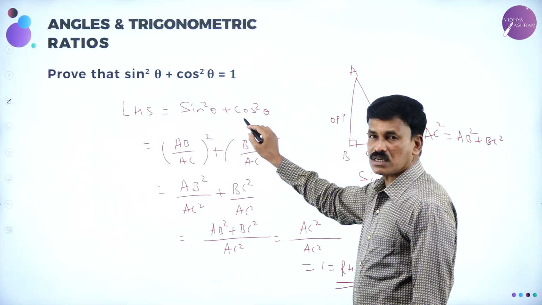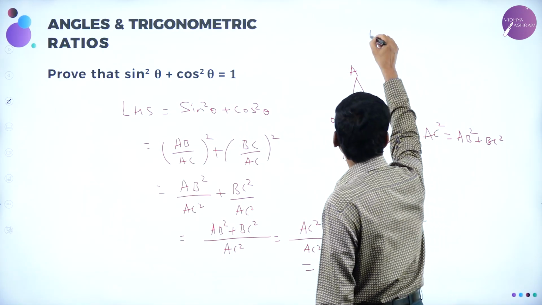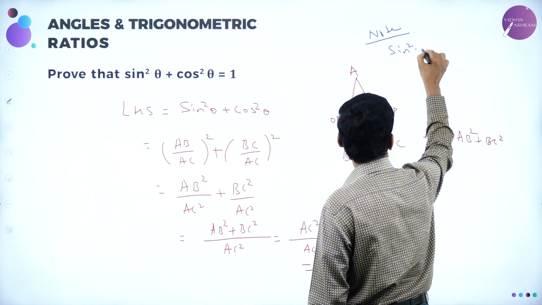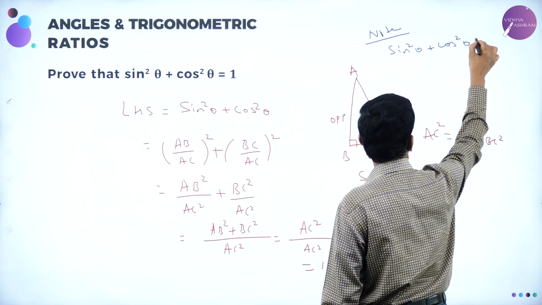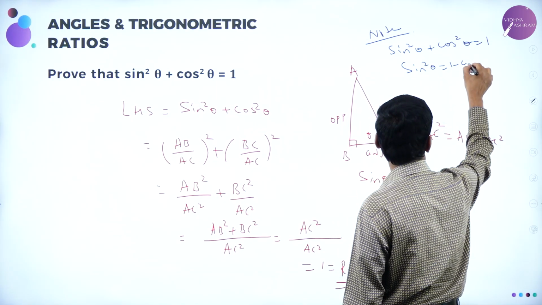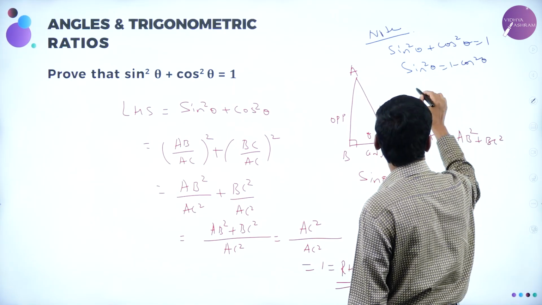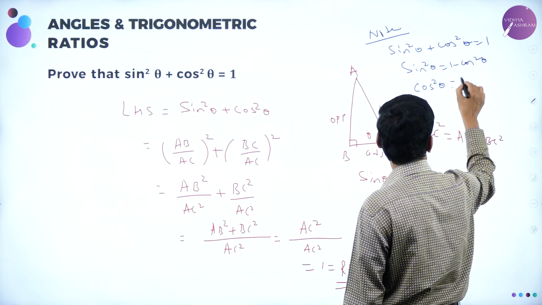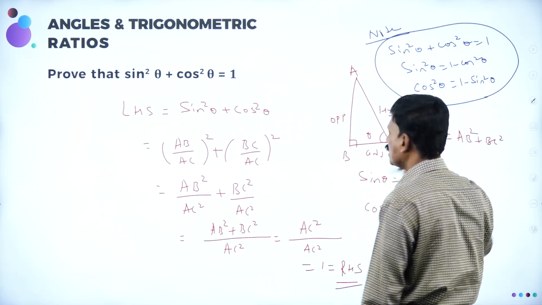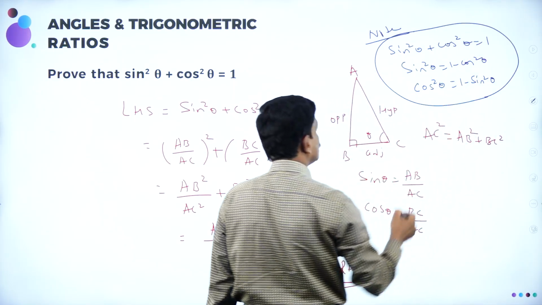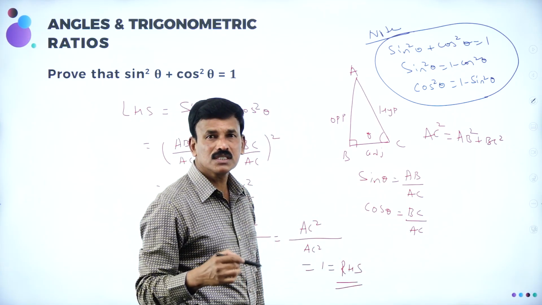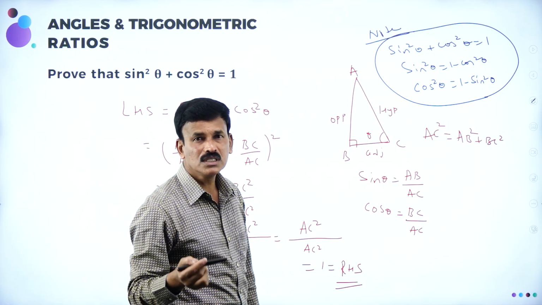Sin square theta plus cos square theta is equal to 1. Now, from this we have so many formulas. Here, sin square theta plus cos square theta is always equal to 1. If you want, sin square theta is equal to 1 minus cos square theta, or if you want, cos square theta is equal to 1 minus sin square theta. This is a very important relation. Sin square plus cos square theta is 1. Sin square theta is equal to 1 minus cos square theta. Cos square theta is equal to 1 minus sin square theta.